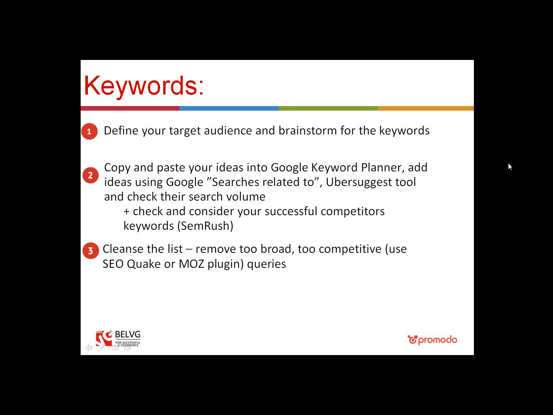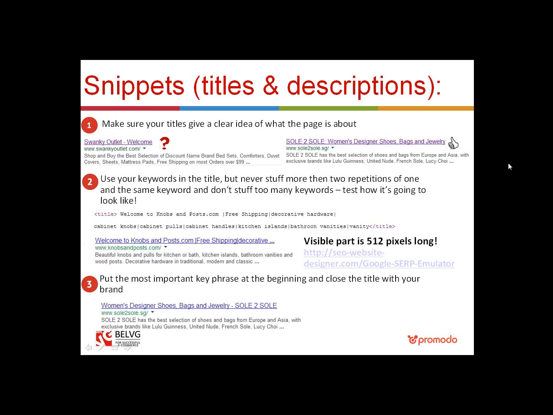When you are done with a good, full list of keywords, you can go to Google Keyword Planner, check the search volume, and then cleanse your list. Remove the keywords which have too little search volume, or those which have too broad a meaning and are too competitive. When you are done with your keyword research, you can start spreading your keywords across your site smartly.